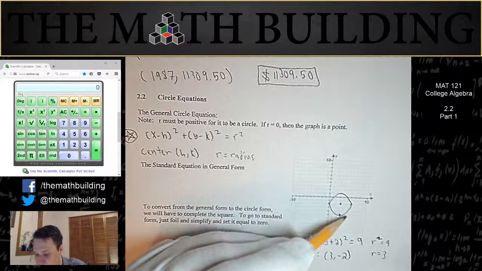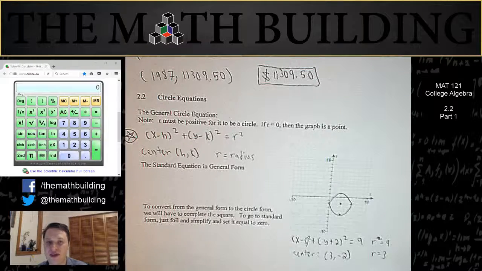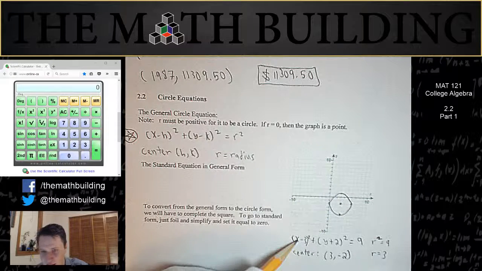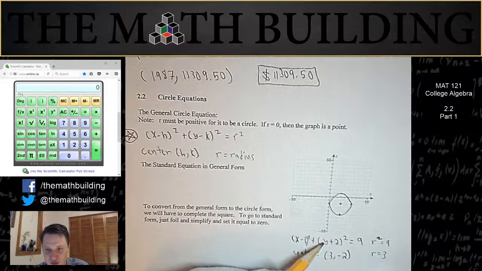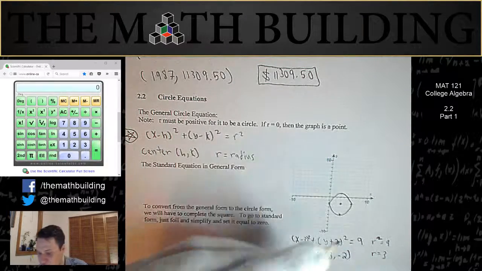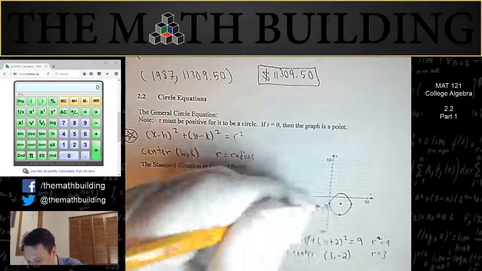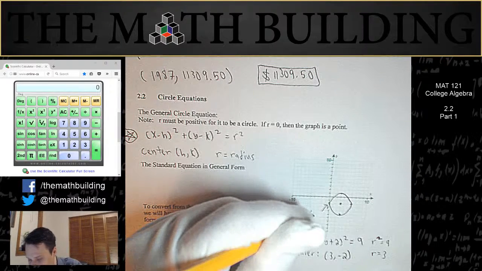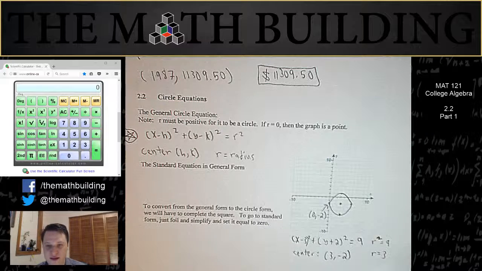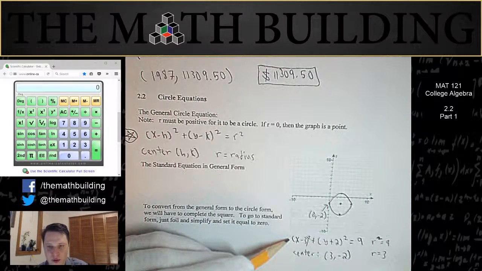So this circle right here represents all of the xy pairs, and there's an infinite number of them, that if you plug in a value for x and a value for y and do all of this math, you should get 9. So let's look at an example. This point right here is the point (0, negative 2). And so that should be on our graph, so that means that point should satisfy this equation. So let's see if it does that.